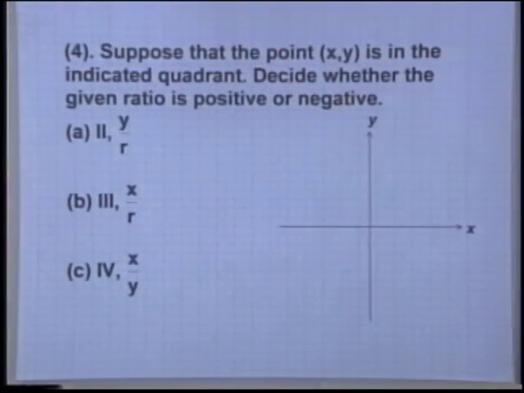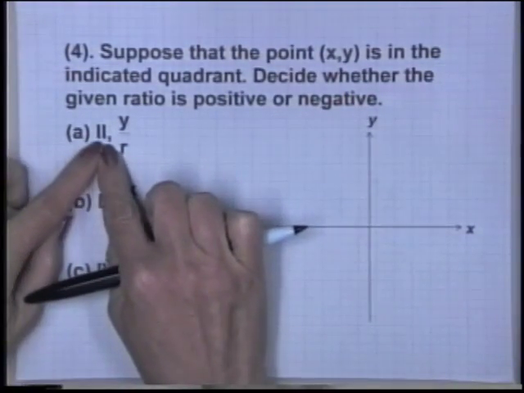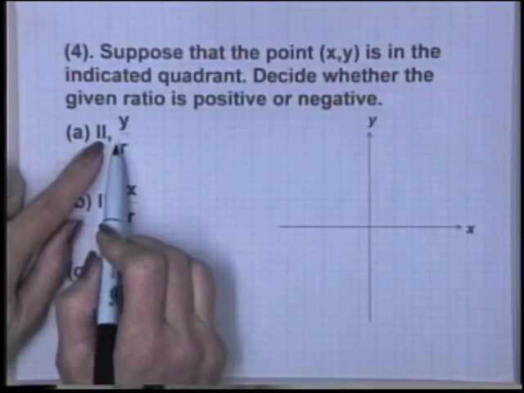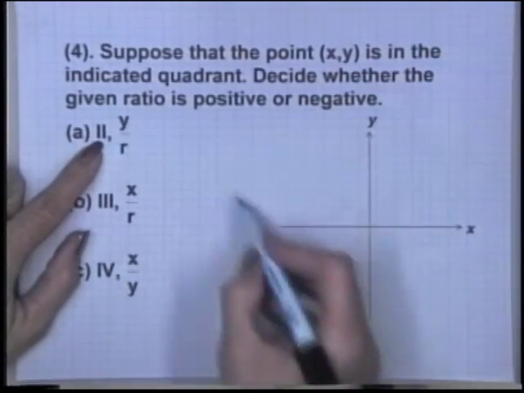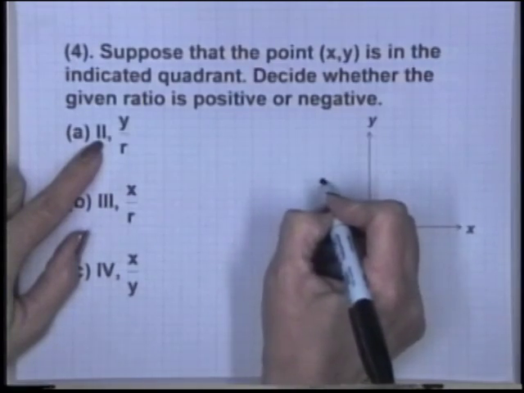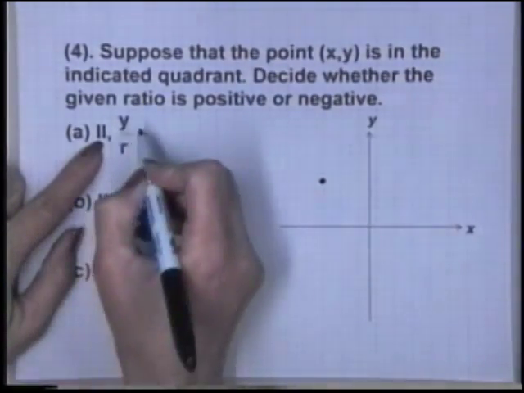I'd like for us to look at one last problem which really helps us to understand the next lesson on the signs of the trig functions in the different quadrants. So let's look at this. It says, suppose that the point xy is in the indicated quadrant. Decide whether the given ratio is positive or negative. So for my A problem, I have the second quadrant, so I could choose any point out here in the second quadrant. For no good reason, I'll just choose that point.